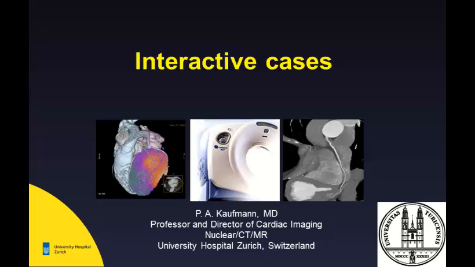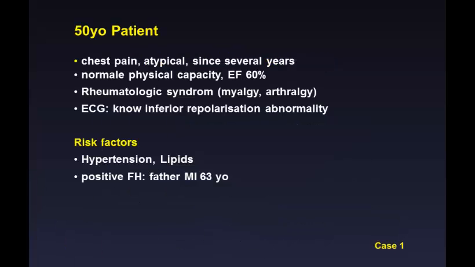Okay, I'd like to start with the first interactive case with a 50-year-old patient who has chest pain, which is atypical, totally atypical, since several years. He has a normal physical capacity, ejection fraction, which is pretty normal. He has some rheumatologic problems, and he has an ECG with a non-inferior repolarization abnormality, all this since years, atypical chest pain. He has a little bit of risk factors, hypertension, lipids, positive family history. His father had an infarction when he was 63 years old. 50 years is the patient.